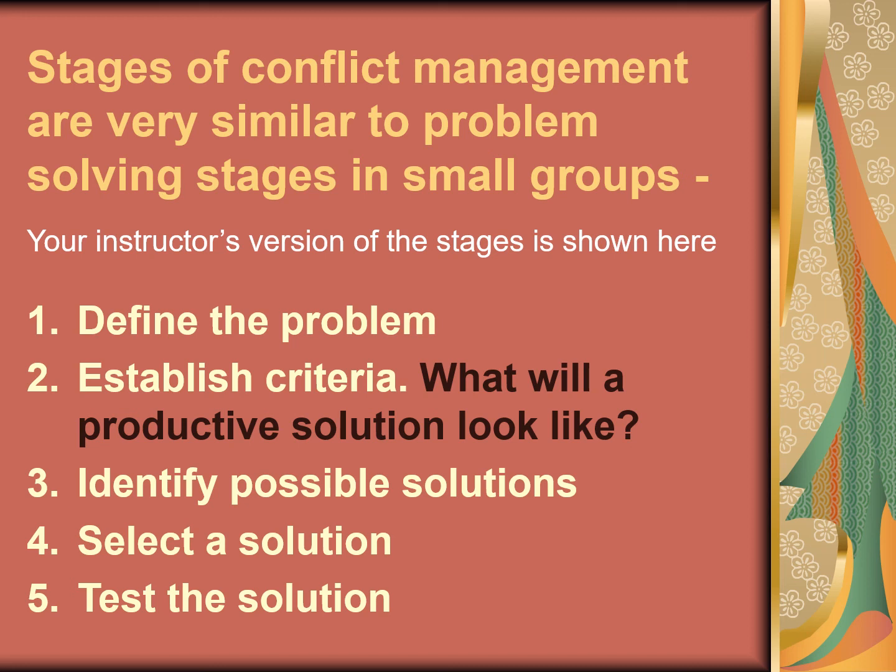Now, number two, we have to establish some kind of criteria. What will a productive solution look like? So I might start the conversation by saying, well, I think that I want to know what your schedule is, and I really think 4 nights is too many nights to be stopping at the bar. And he says, well, I really need my relaxation time, so I need to have some nights when I can stop with my buddies. So that's the criteria. He wants some relaxation time, and I want some time with him at home.